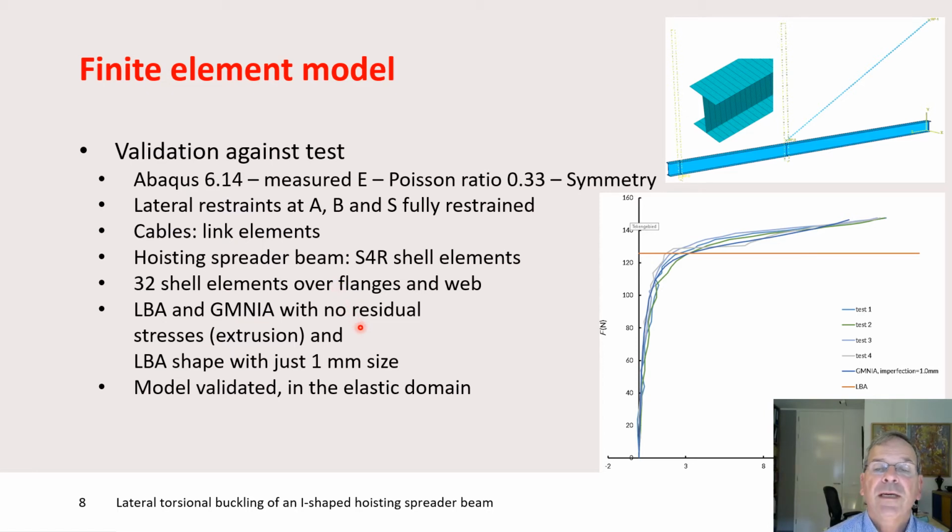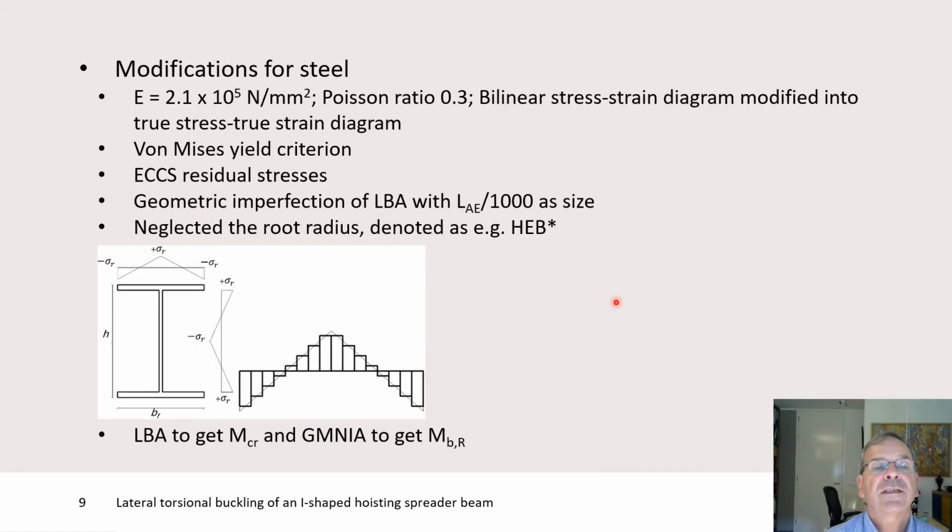We did an LBA, the result of the LBA is this line here, and we did a GMNIA without any residual stresses and only a very small geometrical imperfection, and this because of the fact that the aluminium extrusion is quite straight and has no residual stresses. And then we find a GMNIA result which is pretty close to the experimental results. So we consider the model validated in the elastic domain.